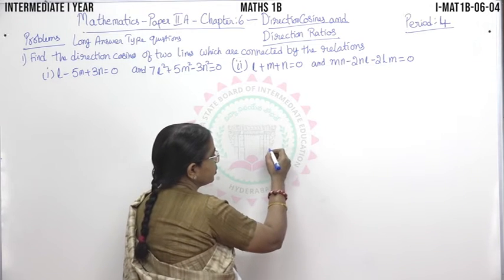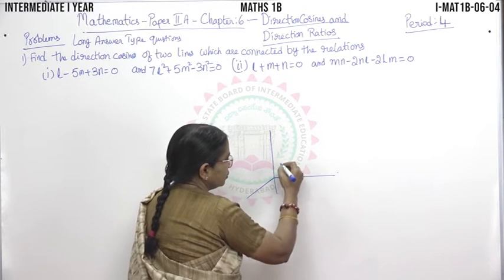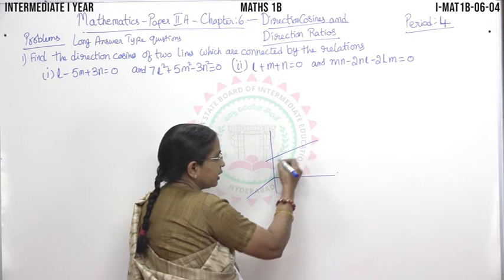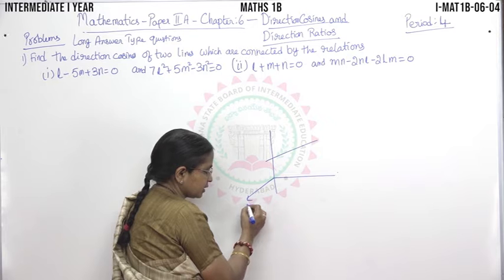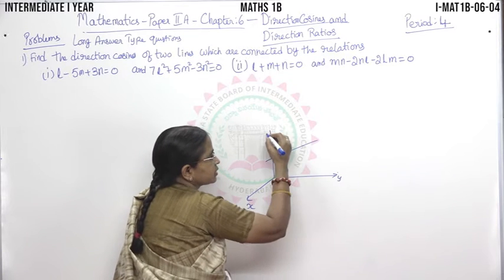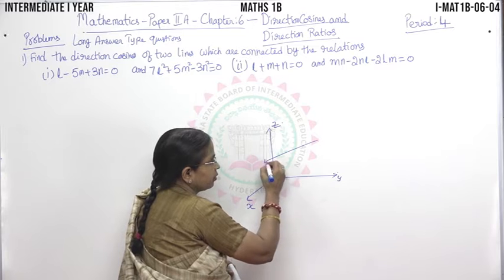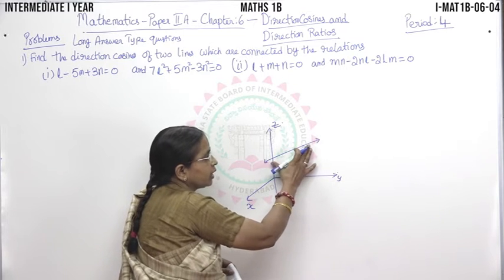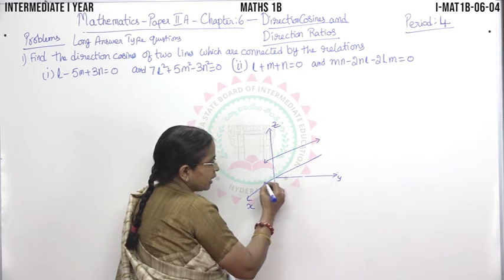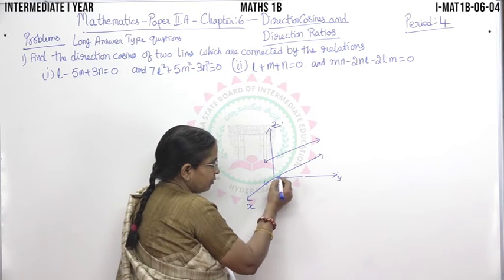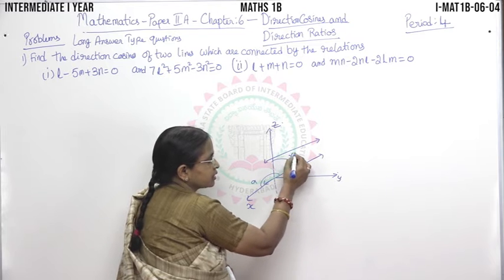Suppose you have a line, and this line is making an angle. Draw a line parallel to this and passing through the origin. So this is the x-axis, this is the y-axis, and this is the z-axis. That line will make angle alpha with the x-axis, beta with the y-axis, and gamma with the z-axis.